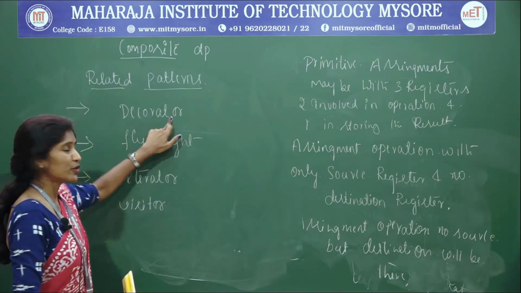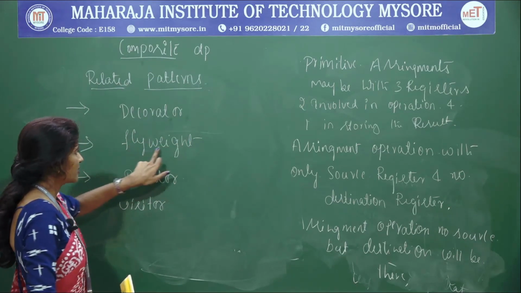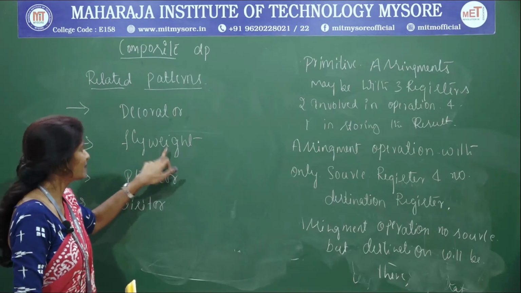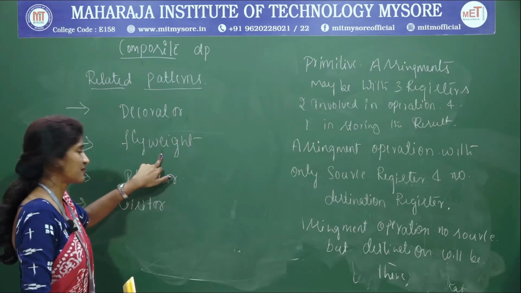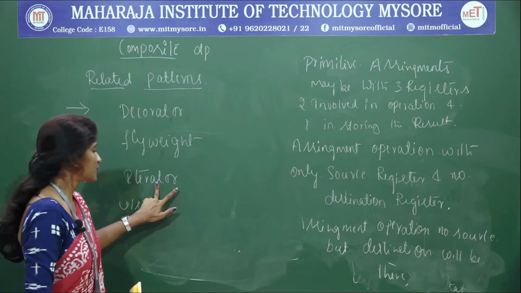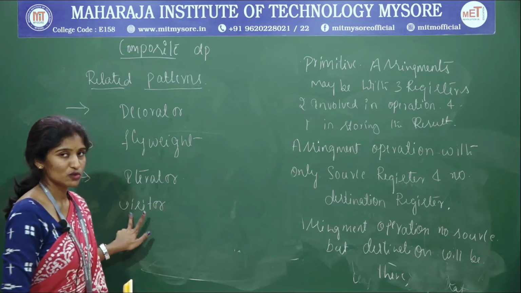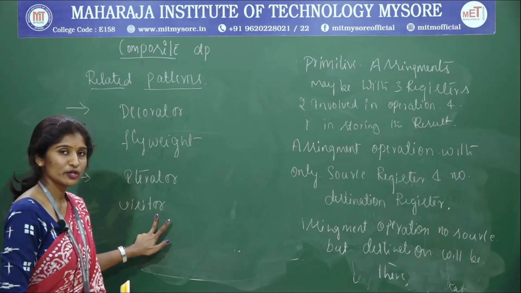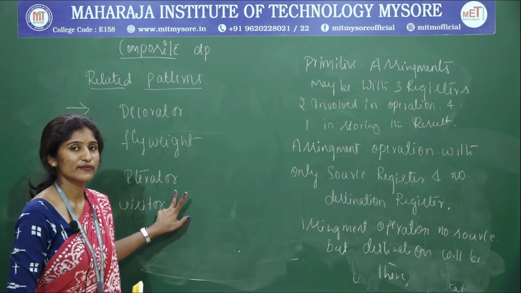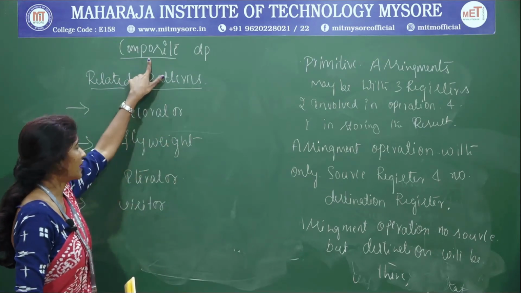One is a decorator. Shortly I will be explaining this decorator design pattern, and next the flyweight design pattern. After the decorator I will be explaining the flyweight also. The iterator is not in the syllabus, and the visitor is also not in the syllabus, but you can go with the definition that I mentioned in the first module. So it can be related with this composite design pattern.